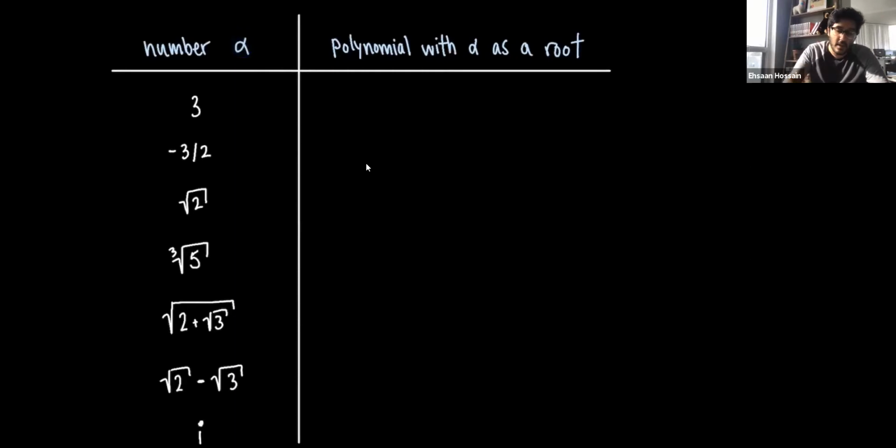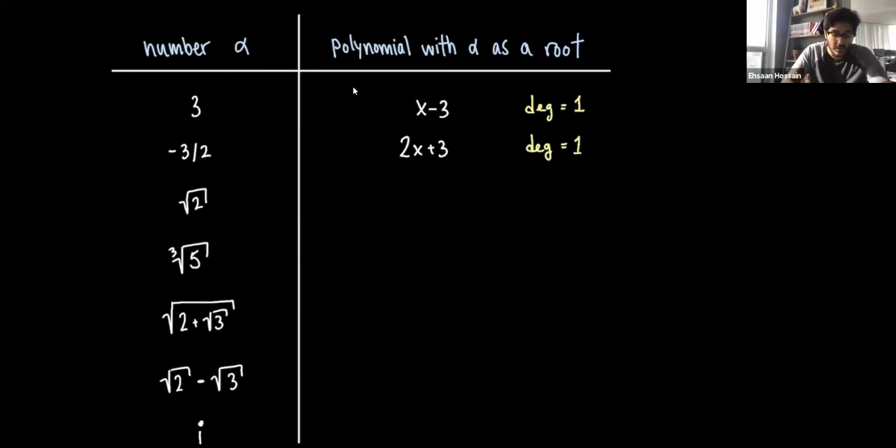So for example, for a polynomial with 3 as a root, a really simple example would be x minus 3. So this is a degree 1 polynomial. Okay. How about negative 3 over 2? Can somebody give me an example of a polynomial that has negative 3 over 2 as a root? 2x plus 3. Excellent. You could have also done x plus 3 over 2 if you wanted to really hack it. And the degree of this polynomial is 1 again.